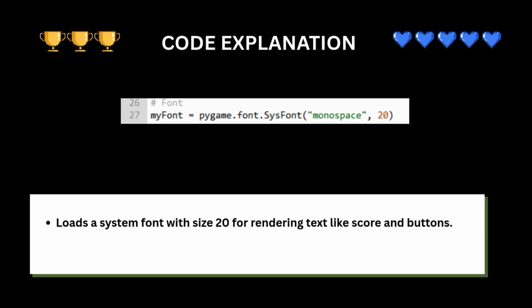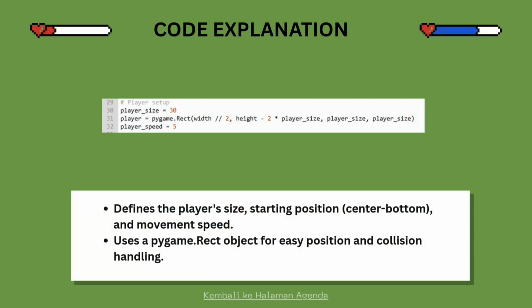Next, for this code, we create a font object using a monospace system font. This is what we will use to render score and button text on the screen. Then this is where we set up the player. The player is a red square positioned near the bottom of the screen and we give it an initial speed of 5.